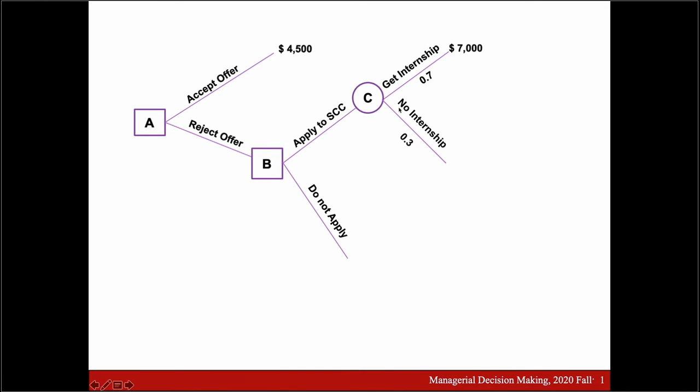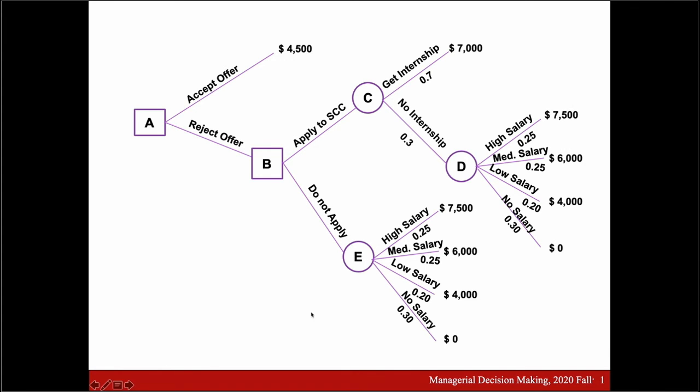So here, if she doesn't get any internship or she does not apply to the supply chain center, she probably wants to go to the job fair directly. Then we have event nodes D and E. Event node D and event node E are identical. They are the same. And also we have to assign names: high salary, medium salary, low salary, no salary. And you also have to assign probabilities like this: 25%, 25%, 20%, 30%.